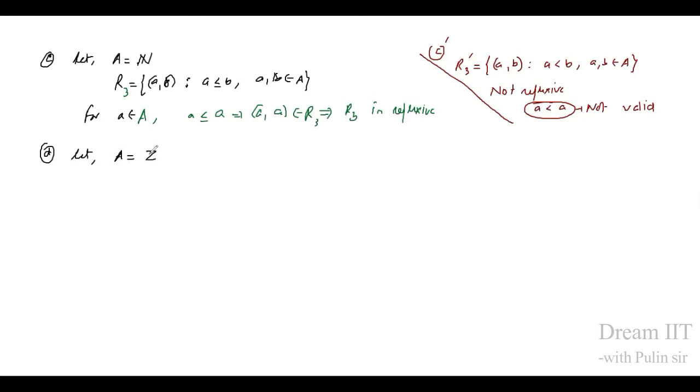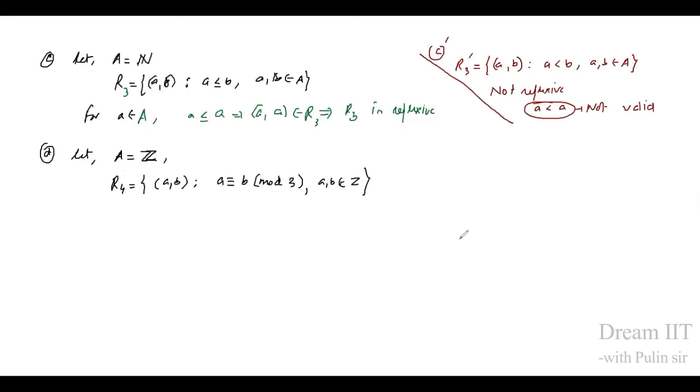Number D, would like to consider this. A very important relation I'm going to consider. A is a set of integers and suppose R4 is the relation. A and B are related if A is congruent to B modulo 3, where A comma B belongs to Z.